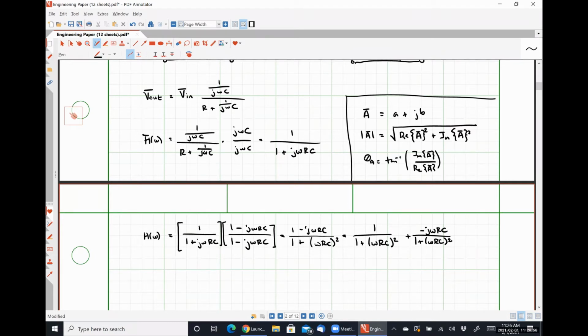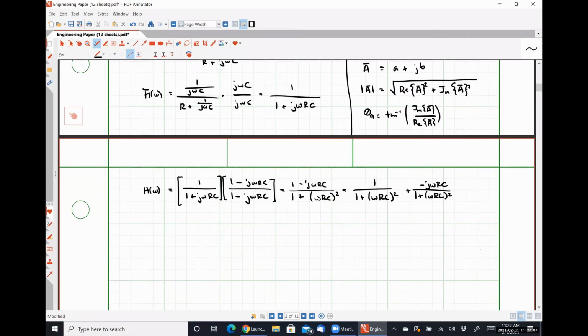Omega RC squared, 1 plus... all right. Anybody have any problems with this representation? All right, so from this, our frequency response is the square root of the real part squared plus the imaginary part squared.